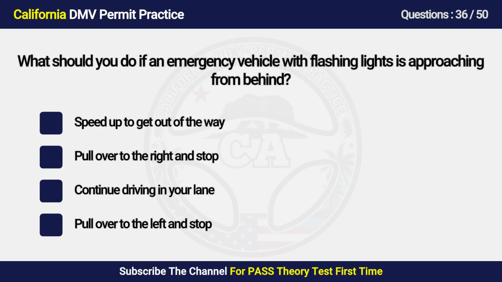Question 36. What should you do if an emergency vehicle with flashing lights is approaching from behind? A. Speed up to get out of the way. B. Pull over to the right and stop. C. Continue driving in your lane. D. Pull over to the left and stop.